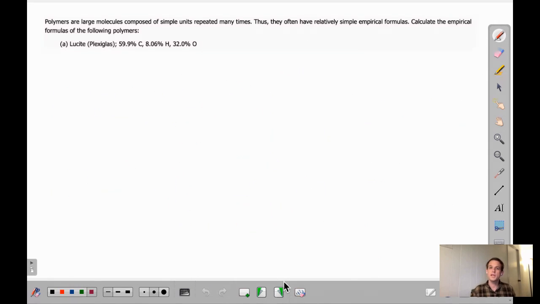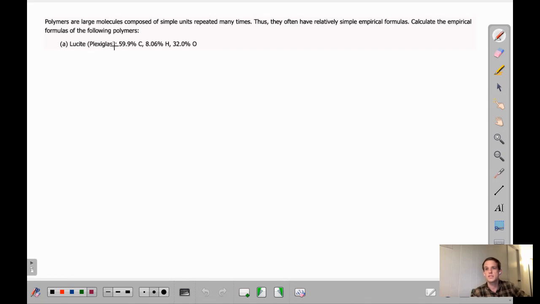Let's look at another example. This one's a little more complex, and it shows you again why the empirical formula can sometimes be helpful. It says, polymers are large molecules composed of simple units repeated many times. Thus, they often have relatively simple empirical formulas. Calculate the empirical formulas of the following polymers. Again, we're just going to check out one, but there are many more opportunities to practice. If you still have trouble with this, feel free to comment or send me a message, and I can connect with you and hopefully find a way to help you understand this at an individual level.